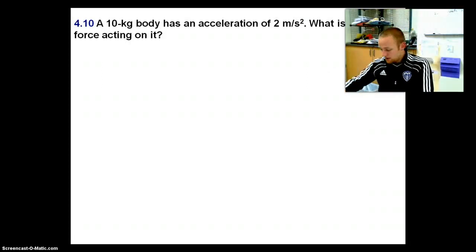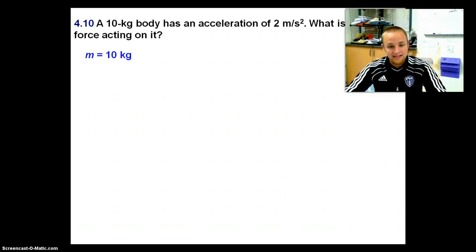We're on page 74 of our yellow book. All right, so our mass is 10 kilograms, and we have an acceleration of 2 meters per second squared.